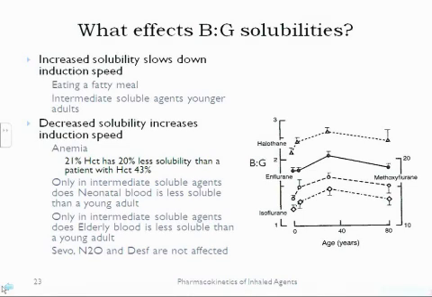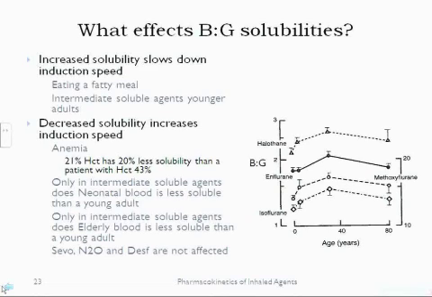Okay. Well, the other where you see decreased solubility increases induction speed are things like anemia. If you have a 21% hematocrit, you have 20% less solubility than a patient with a hematocrit of 43. So that means when you give these agents to these people, you'll see that they'll get a much more rapid onset. It's only in the intermediately soluble agents, as neonatal blood is less soluble than a young adult, that it really matters. And only in intermediately soluble agents as elderly blood is less soluble than in young adults does it matter. So we're looking at isoflurane and halothane and enflurane. We're not talking usually about desflurane and sevoflurane, and nitrous oxide being affected by this at all. These are low solubility agents, so those are not impacted by those kinds of effects.